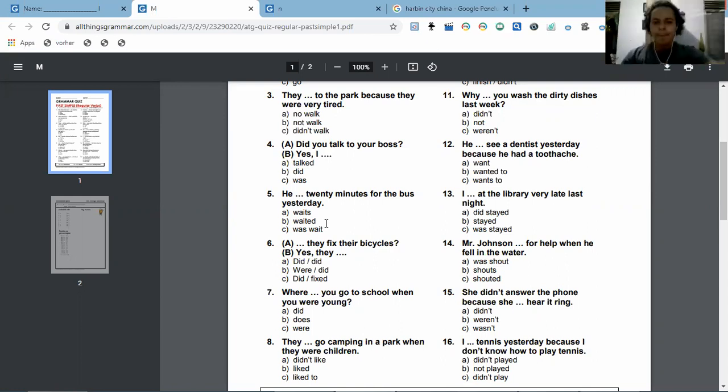Wait. Okay, why do you choose that? Why is B correct? Because that is the past tense. Yes, good. Because in there is yesterday. Yep, good. Very good.